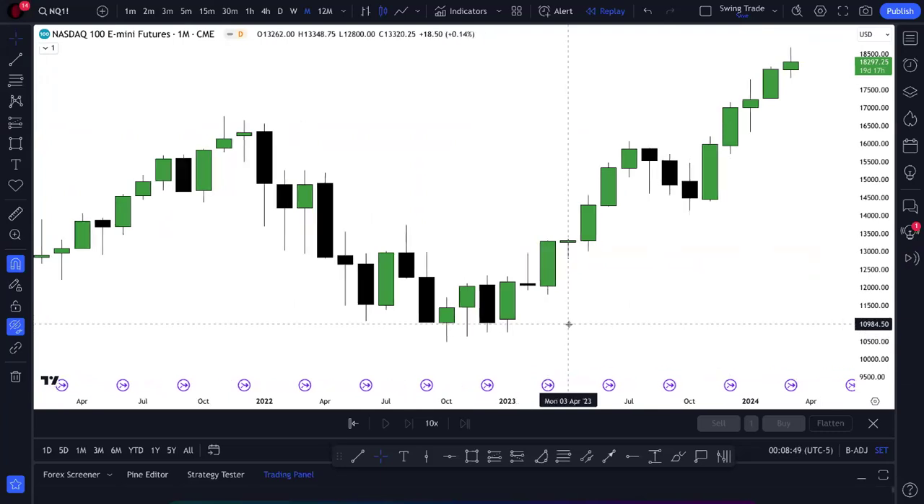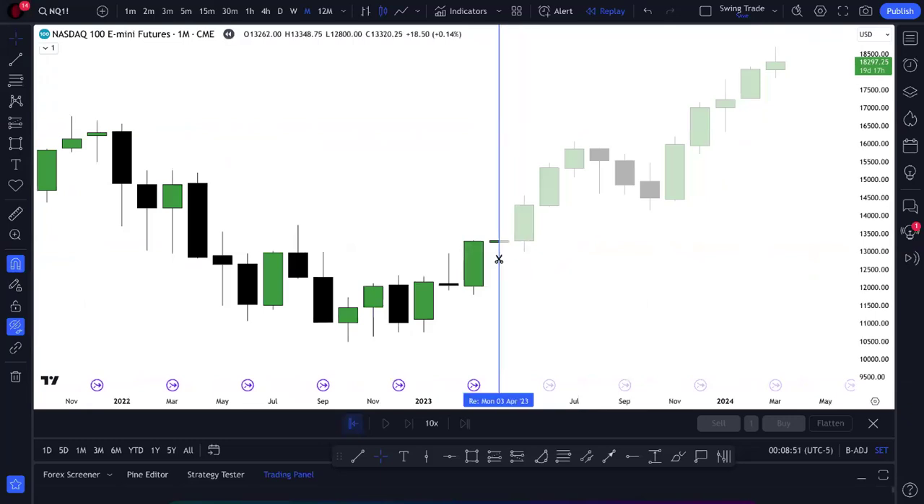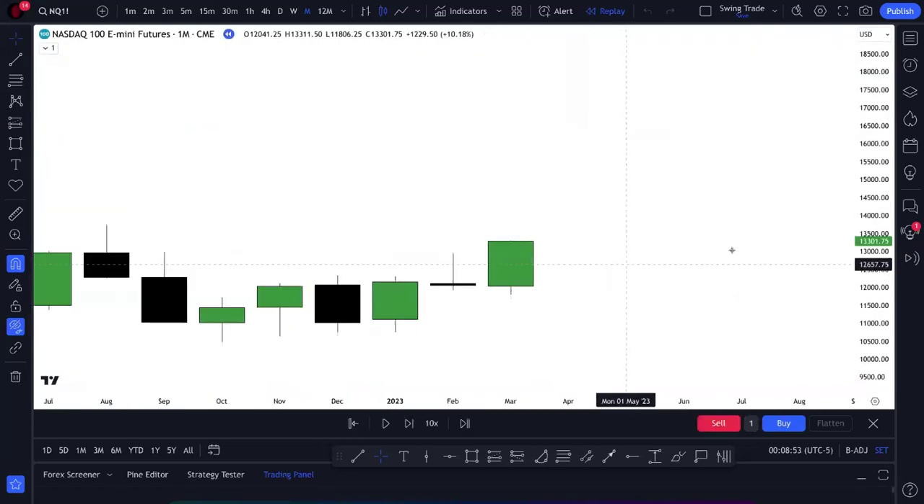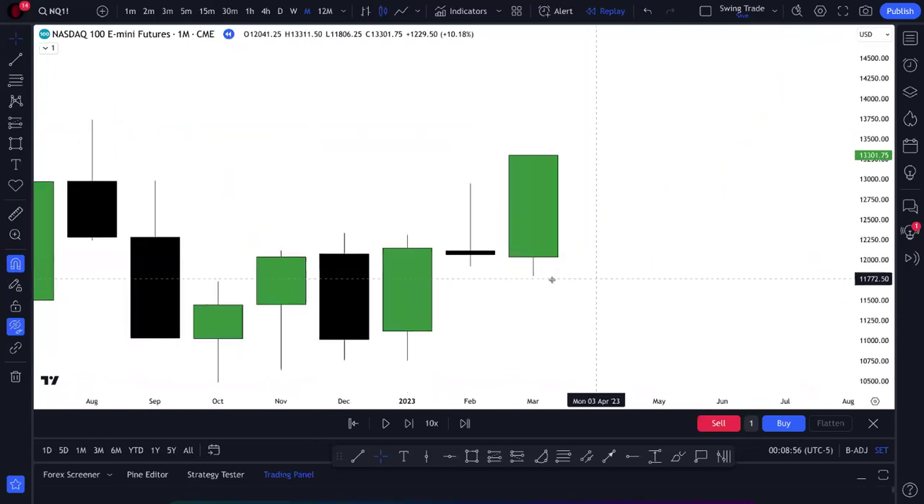Nah, I'm cracking up right now. March 2023 is a hitter tonight. Okay. I got you. All right.